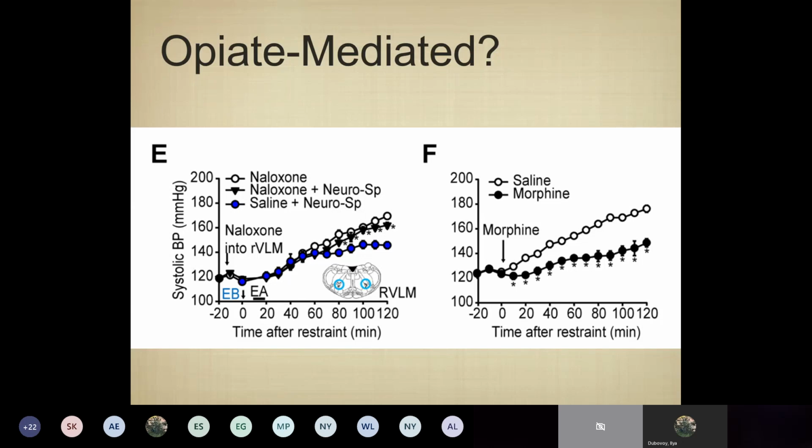The rostral ventrolateral medulla is involved with some of the sympathetic regulation of cardiac tone. The morphine administered systemically also blocked some of the hypertension to begin with. So in the restrained rat, morphine effectively calmed them down and prevented the stressor of immobilization from causing hypertension acutely.